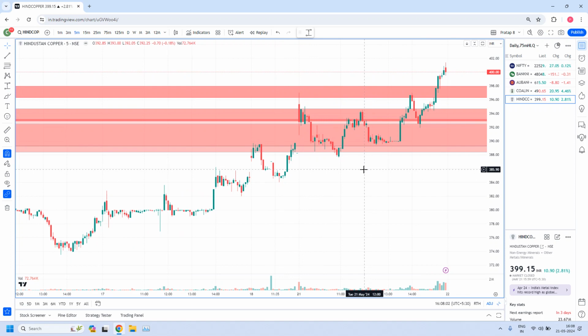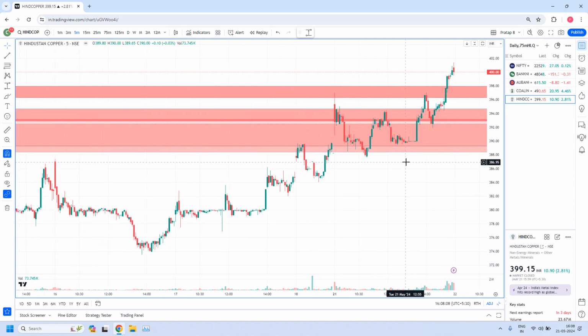Okay, this is about Hindustan Copper. These are the high liquidity zones. And we know that these zones will be violated. That is what happened.